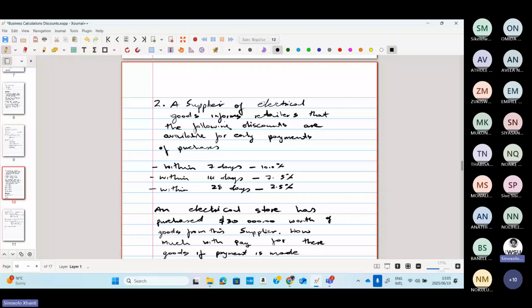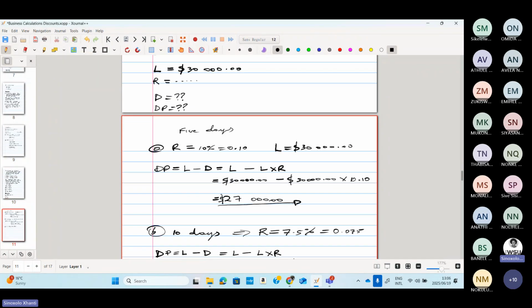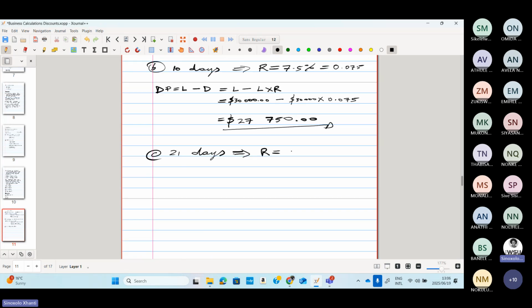If you look at 21 days, 21 is bigger than 14, but it is less than 28. So it is within this interval. In other words, we are only going to get 2.5%. So this one here, our R is 2.5%, or simply put, it is 0.025.